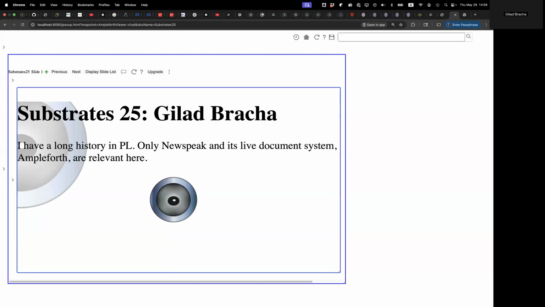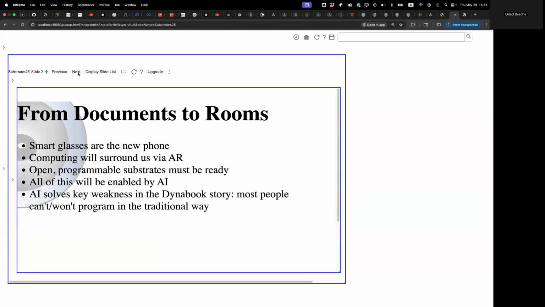I agree with a lot of you that think that document systems are a key part of the substrate vision. However, I do think that we need to move beyond that from 2D into 3D, where documents become rooms. That's because we're moving to a world where smart glasses are a major way of interacting with the world. Computing will surround us through augmented reality everywhere, and substrates need to be ready so people can control that digital environment, not the digital environment of screens that we've had for the past few decades.